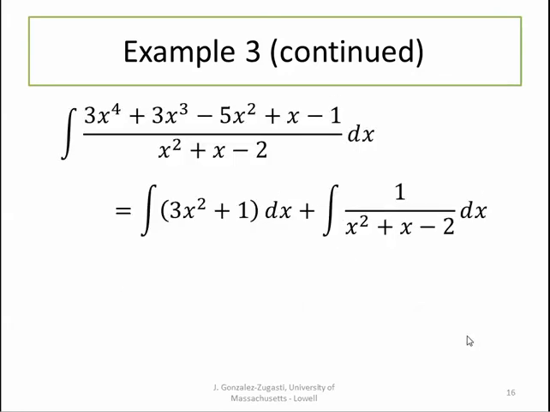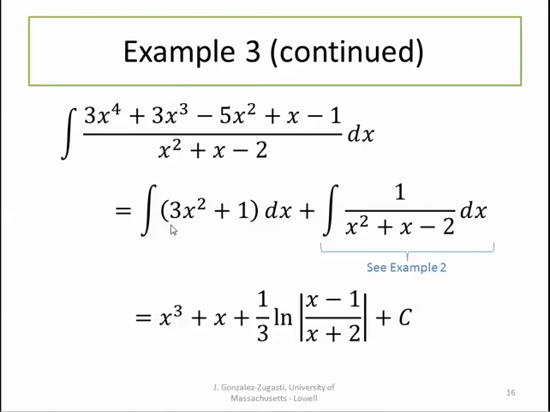So now we can go ahead and integrate. This integral is going to be equal to the integral of our polynomial plus the integral of our little proper rational function, 1 over x squared plus x minus 2. Now, this integral right here, we've already seen. We did this in example 2. So we can use those results to get that this integral is equal to the antiderivative of 3x squared plus 1, which is x cubed plus x, plus the antiderivative of 1 over x squared plus x minus 2, which from example 2 we saw was this piece right here. And that gives us our final answer.